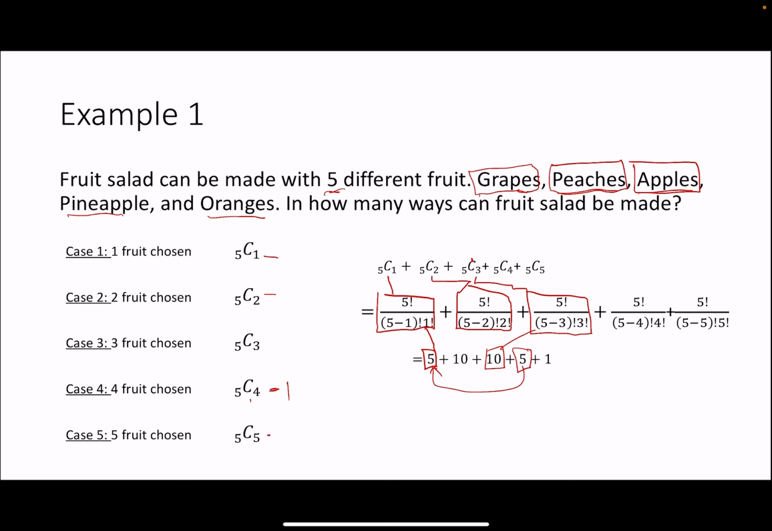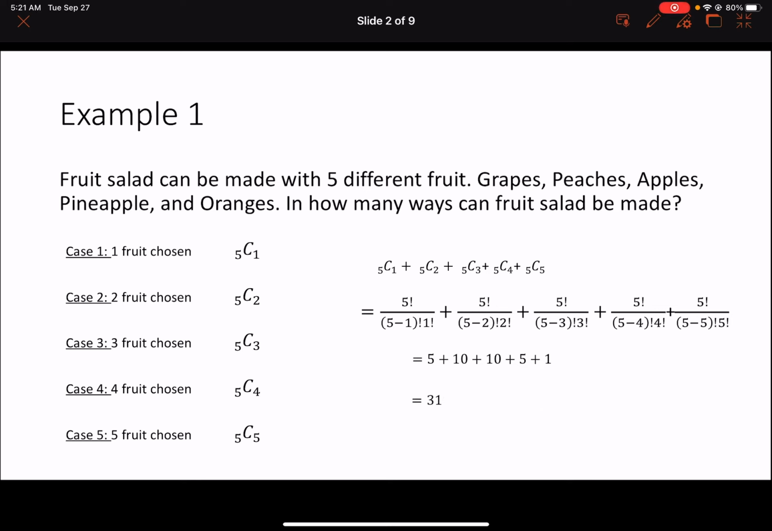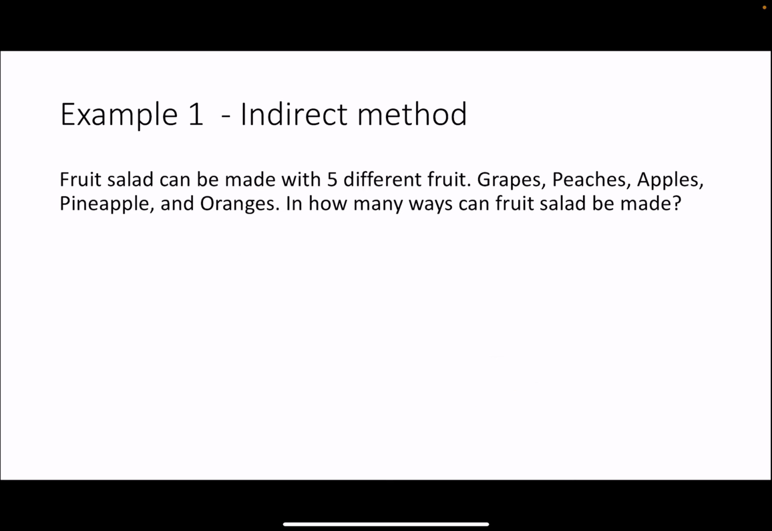And then 5 choose 5. If I'm choosing all 5, there's only one way to do that. That's 1. And if I add them all up, it equals 31. And that's my answer. There's 31 ways to make this fruit salad. Now I'm going to try and remember this 31. We're going to do it in a different way using the indirect method.